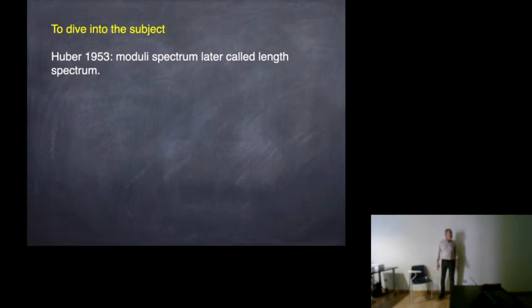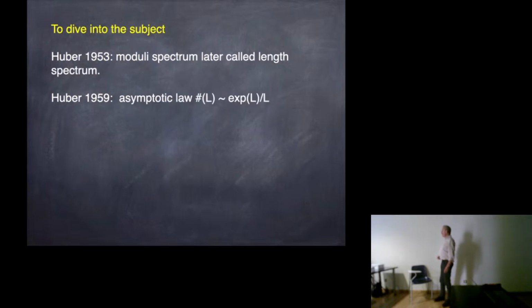In his thesis already in 1953, he used the term moduli spectrum. So somehow the moduli of ring domains came in. And then later he called it the length spectrum, and he discovered the asymptotic law that if you look at the closed geodesics on the Riemann surface and you count them, counting is very interesting, and I think we will talk about this in the afternoon, so I thought this may be a connection.